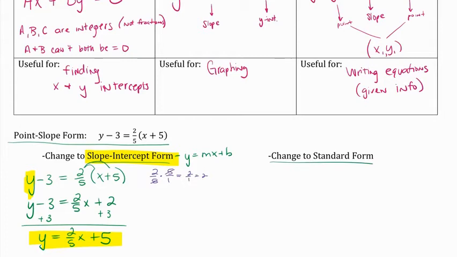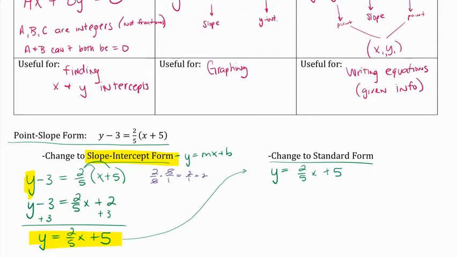Now to change to standard form, I can go back and start with my point slope, but it's actually easier if I start with it in slope-intercept. So I'm going to go ahead and take this one that we just did, because that's still the same as that first point slope form. So y equals 2/5 x plus 5, right?